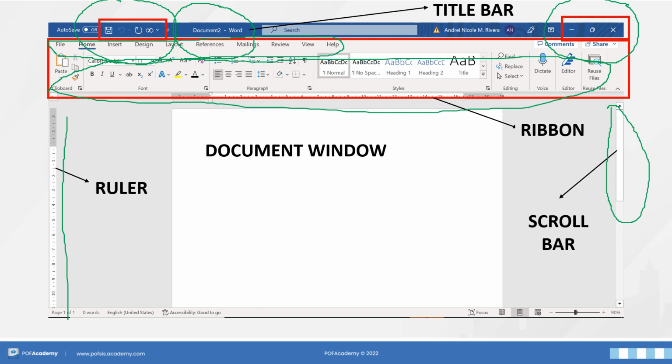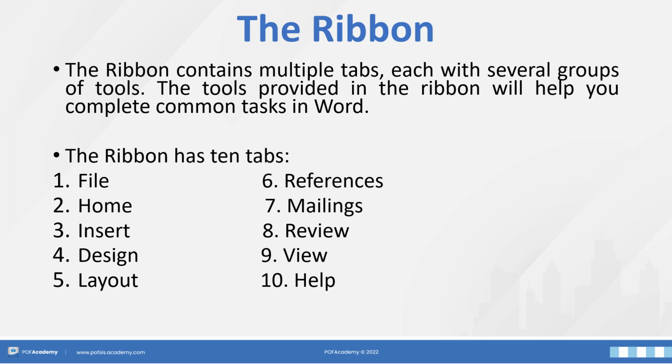So let's first discuss the ribbon. The ribbon contains multiple tabs, each with several groups of tools. The tools provided in the ribbon will help us complete common tasks in Word. So the ribbon has 10 tabs. First is the File, Home, Insert, Design, Layout, References, Mailings, Review, View, and Help. We'll discuss these tabs individually in the next slides.